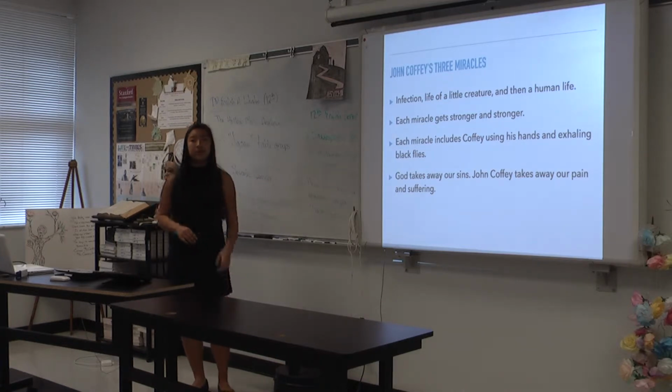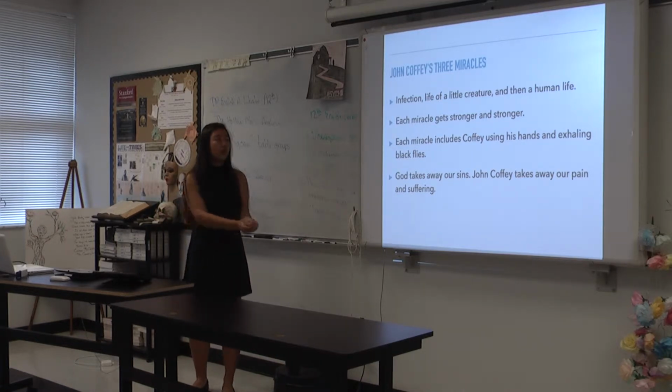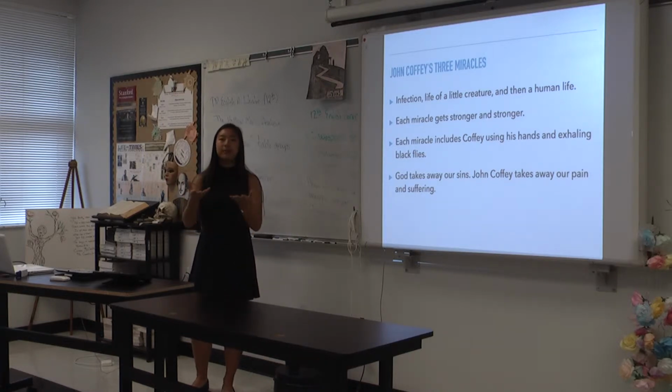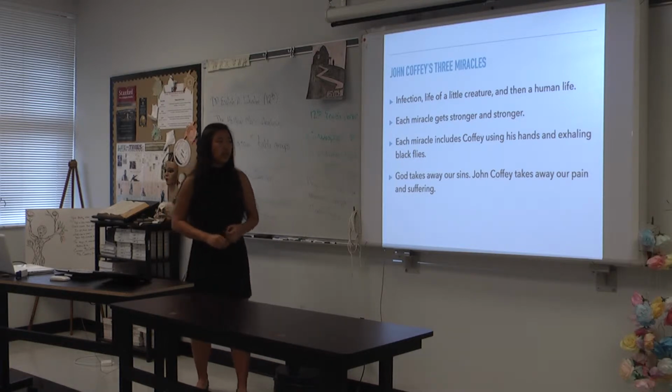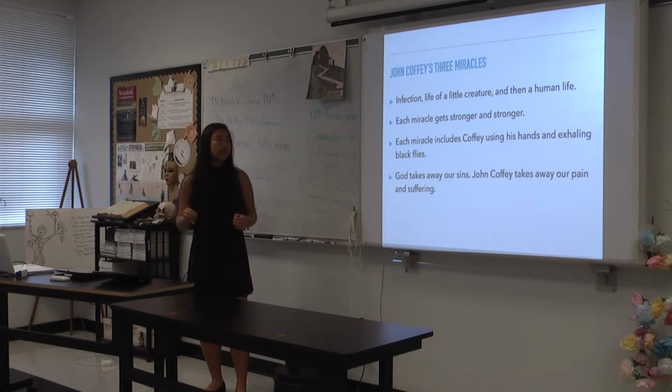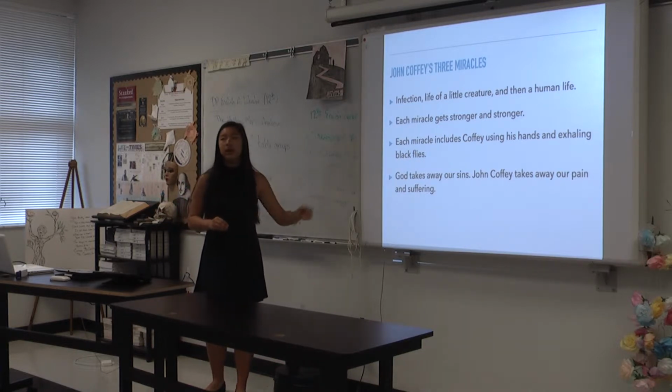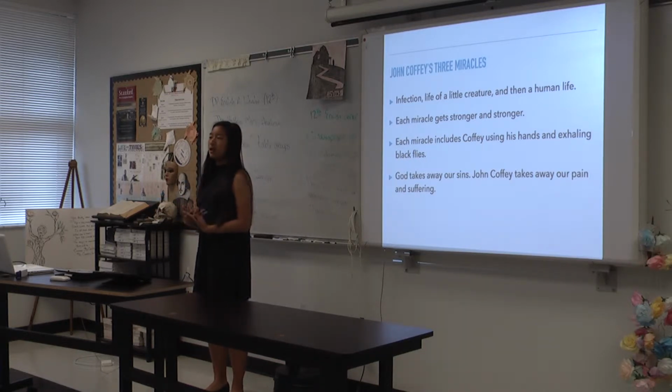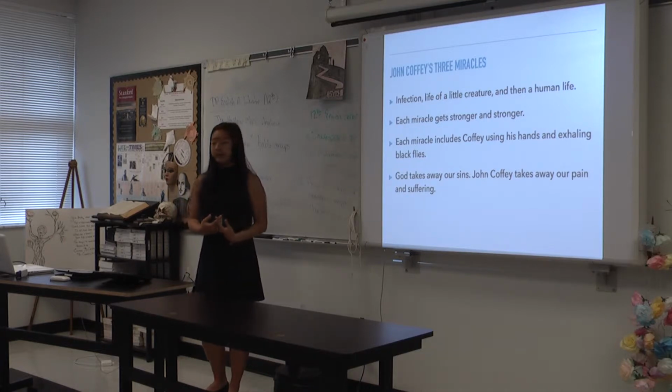And each miracle includes him using his hands, holding the thing that he is healing, or the person that he is healing. And finally, he exhales black flies, which in the novel turns into white flies. And this also creates another bridge between The Green Mile and the Bible. We see the connection between John Coffey and God, where God takes away our sins and John Coffey takes away our pain and suffering.